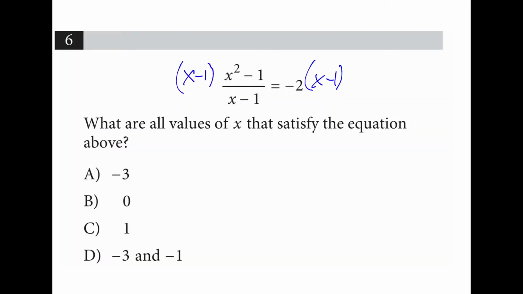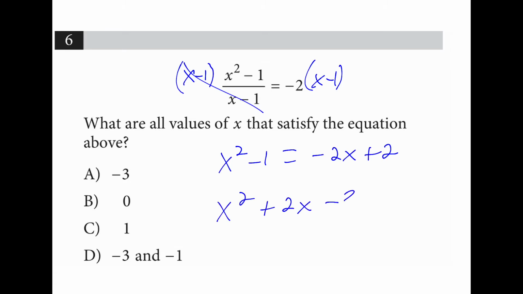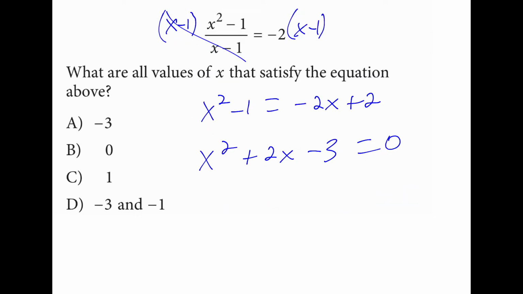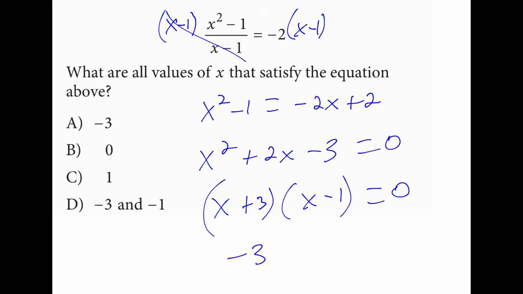I would multiply both sides by x minus 1. On the left, it crosses out. That gives me this. I'll move all the x's to the left and all the numbers to the left. What are factors of 3 that add up to 2? That's going to be 3 and 1. So x plus 3, x minus 1. The two answers are negative 3 and a positive 1.